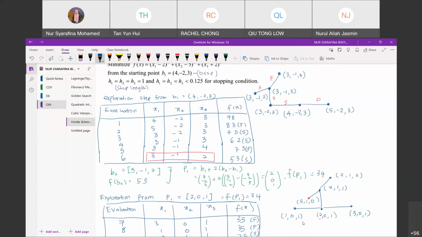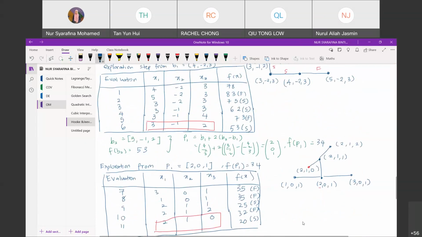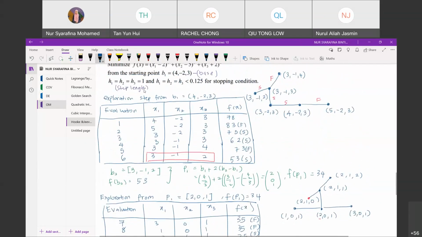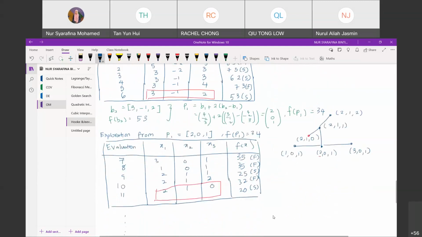Okay, so any question before we proceed? So what you should know in this method is how it starts, by using the exploration, and then the movement of the point, and then how to choose failure and success of the function, and then finding your pattern point, PI. And then you should stop when H is less than the value given.